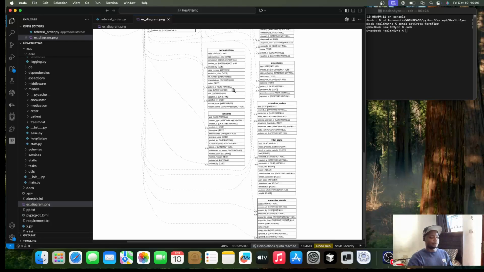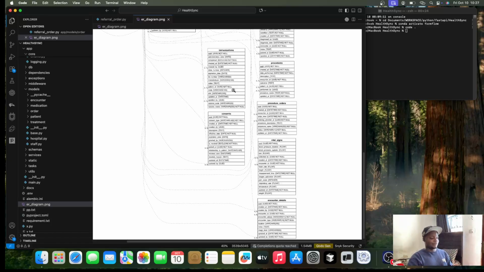Now the core values guiding the HealthSync project are data integrity, that is accurate and complete patient records; security, protecting sensitive medical data; interoperability, making data easily shareable between clinics; scalability, supporting hundreds or thousands of clinics without performance loss; and impact, improving healthcare delivery and patient outcomes.